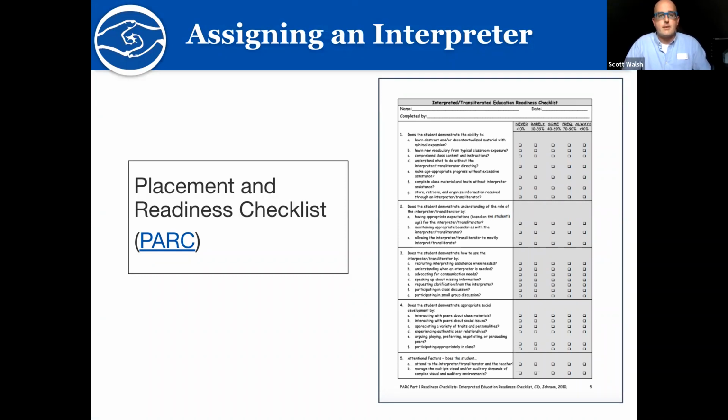In the IEP, the team should be justifying why the student needs an interpreter. The PARC is a great example of one tool that we could use to evaluate a student's readiness to use an educational interpreter. Other sections of the tool are used to determine if they are ready for general education placement, ready for captioning or transcribing services, and other parts of instructional communication access.